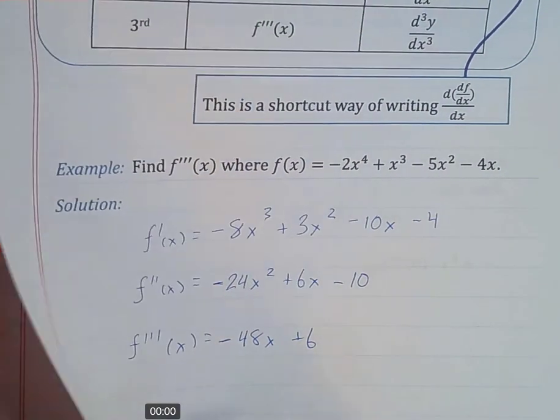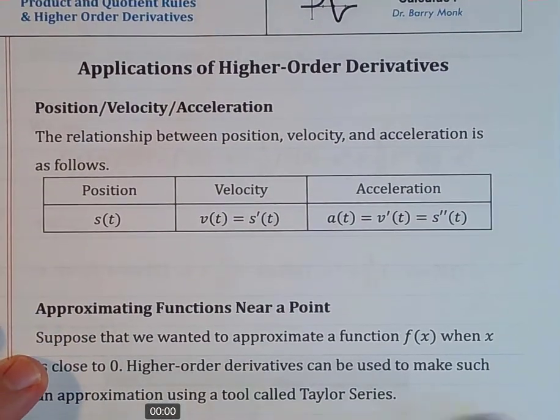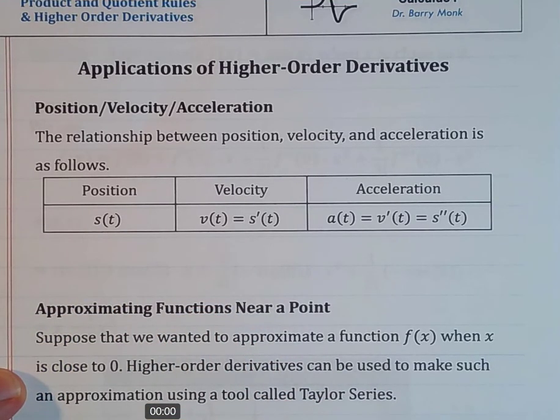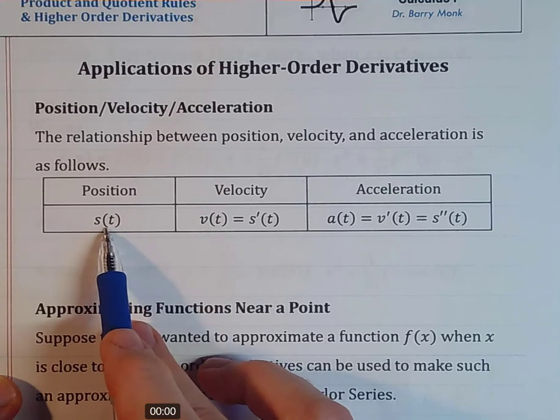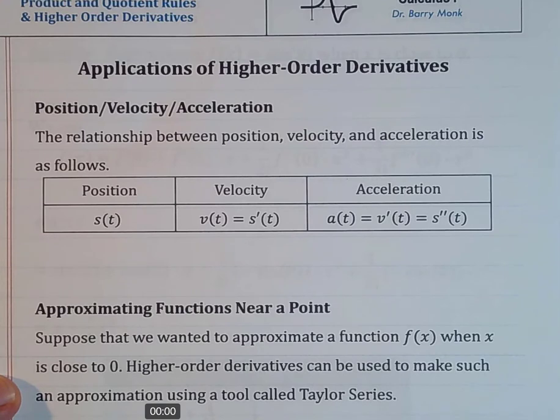So let's talk for a minute about what these higher order derivatives mean. One example is right here. If you start off with a function that tells you about position, think about, I don't know, maybe driving a car. So if you have a starting place and then you're driving a car, you may have a function that tells you the position of that car at any given time. Well, if you take the derivative of that, then what you're talking about is velocity, because remember, the derivative is the instantaneous rate of change. And so the rate at which the position changes with respect to time is what we call velocity.